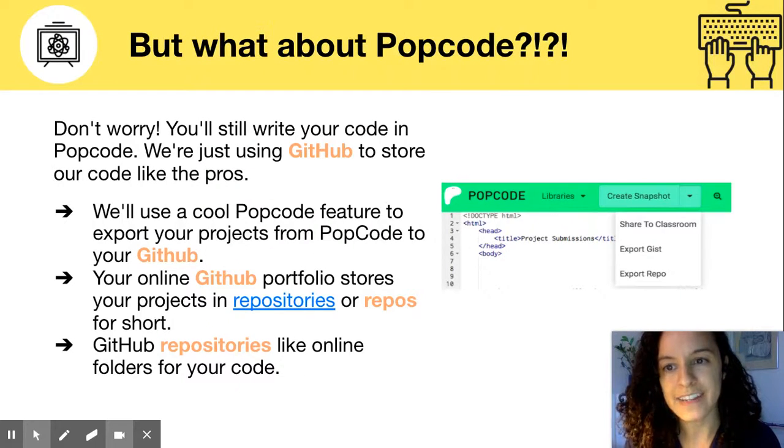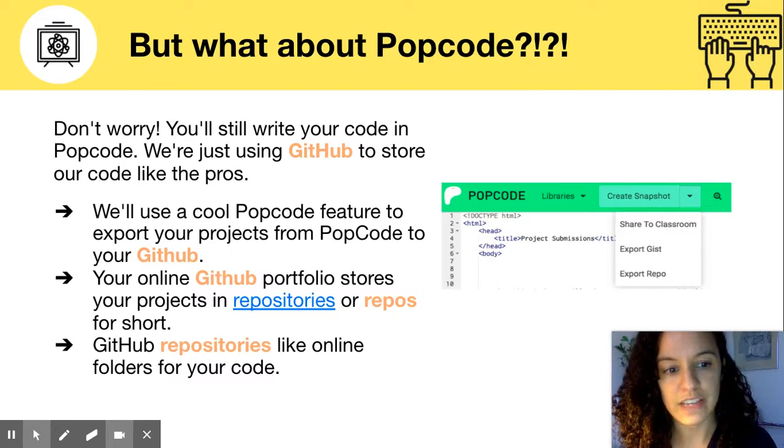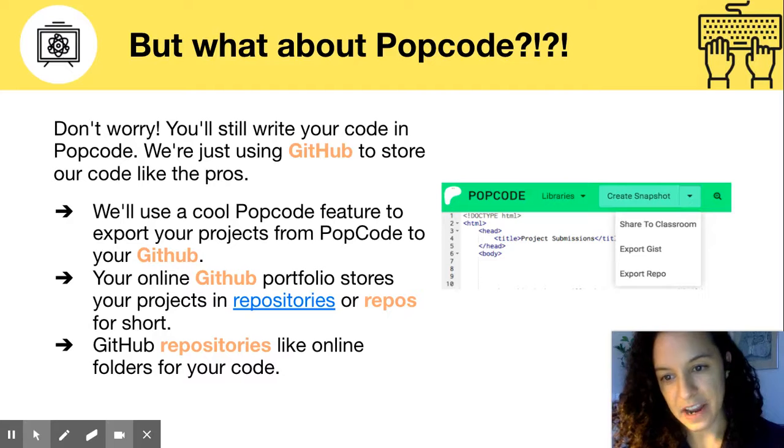But what about Popcode, right? Don't worry, you're still using Popcode to write your code. We're just using GitHub to store the code like the pros. It's just a place where the code will now live. Popcode's where we're going to do all the coding. And then we'll use a cool Popcode feature to export your projects from Popcode to GitHub, okay? So instead of it staying with Popcode, it's going to go to GitHub and stay there.